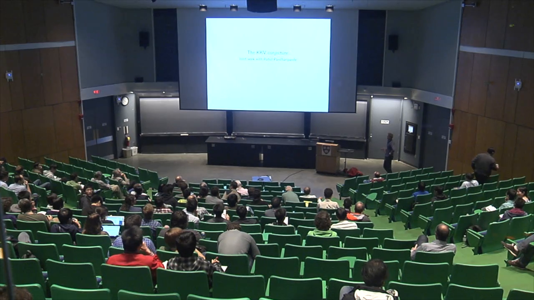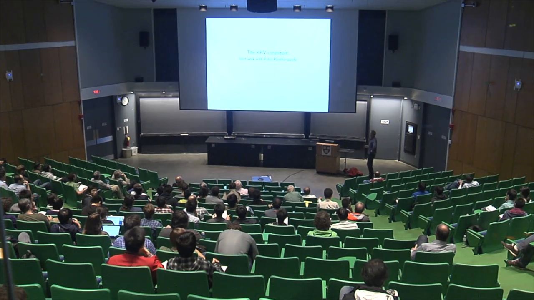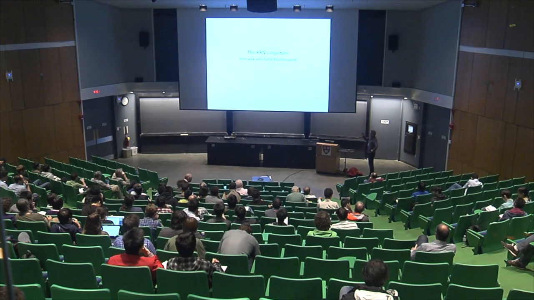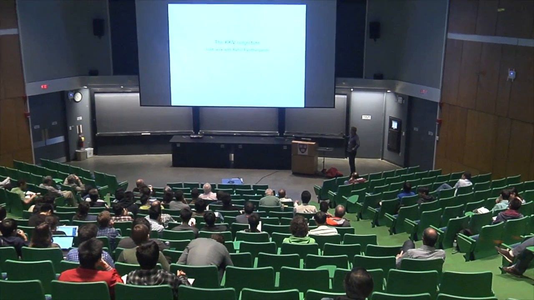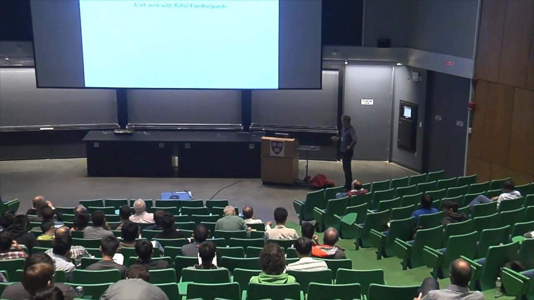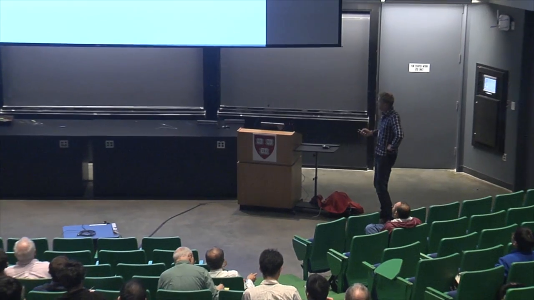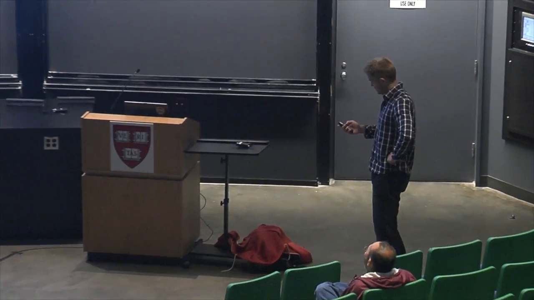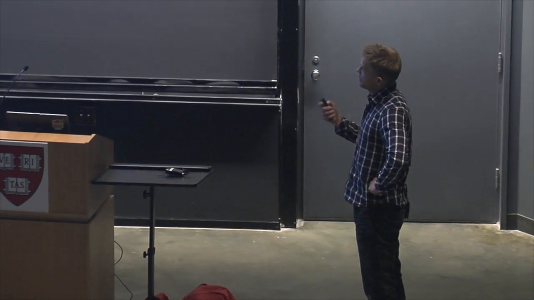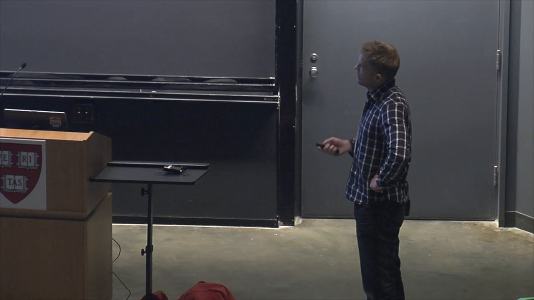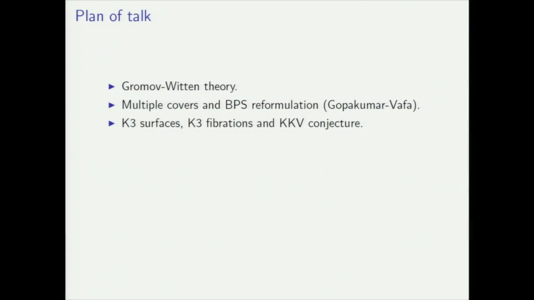I'm going to talk about this Katz-Klemm-Vafa formula, or was conjecture. I'm going to talk about the proof, which is joint work with Rahul Pandharipande. So briefly, the plan of the talk is I'm going to review quickly Gromov-Witten theory and what makes it so hard, which are multiple covers and things called degenerate contributions.